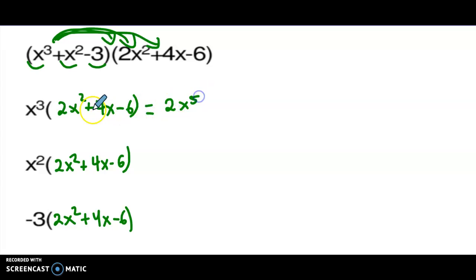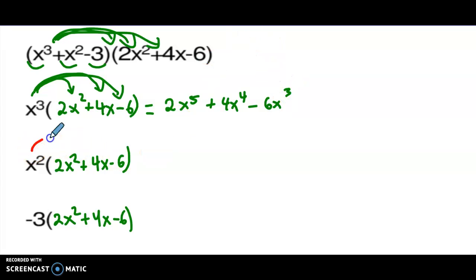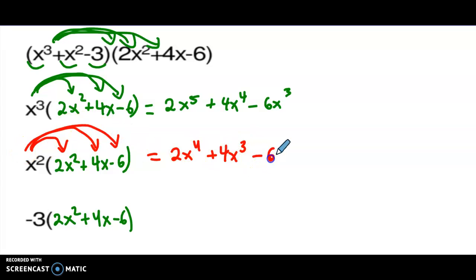2x to the 5th. Make sure you remember the rules of exponents. Plus 4x to the 4th, minus 6x to the 3rd. That's done. Let me go to the second one. 2x to the 4th plus 4x to the 3rd minus 6x squared, and I'm done with that.